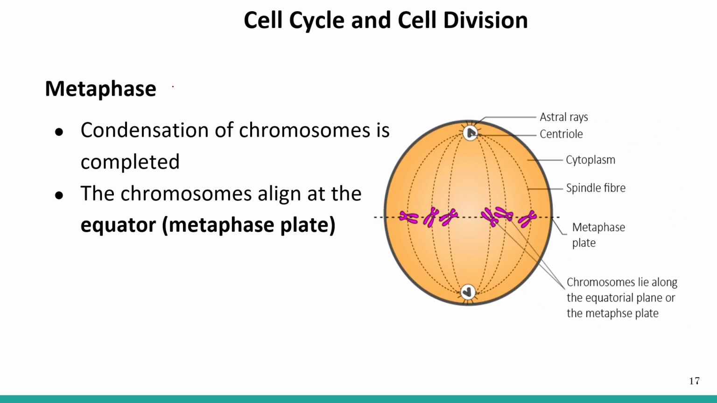Now let's move on to the next stage, which is the metaphase. So in metaphase, what happens? The chromosomes align at the equator. So this is the equator or the equatorial plane, also known as the metaphase plate. The chromosomes align at the metaphase plate or the equator. And what else is happening here? The condensation of chromosomes is completed here.